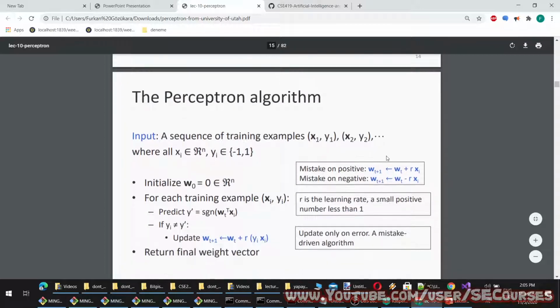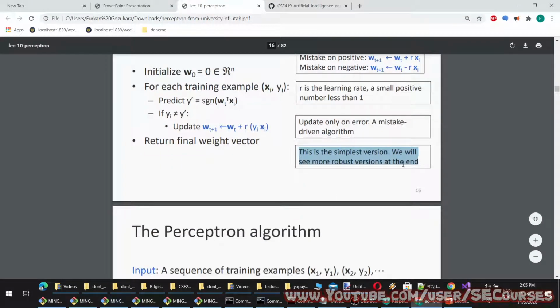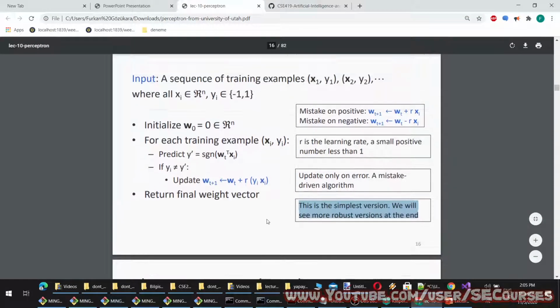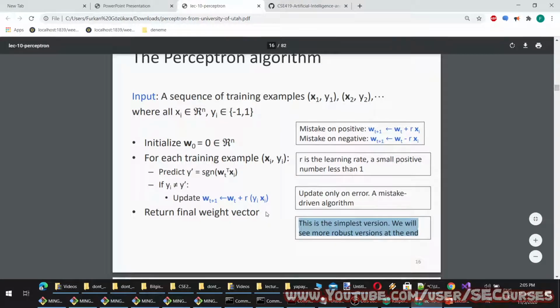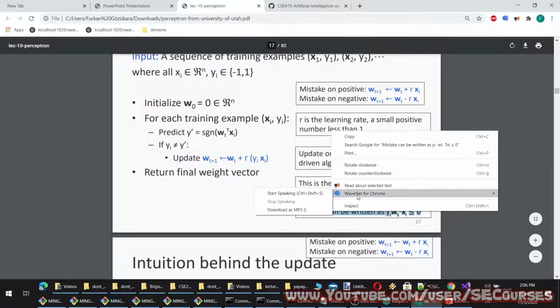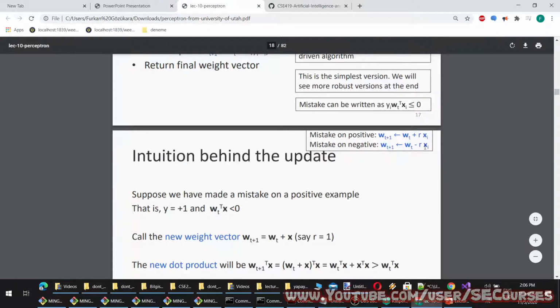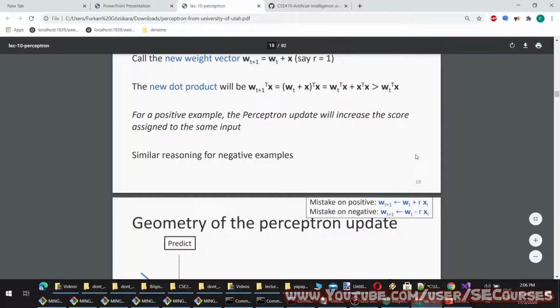Okay, then update only on error. A mistake-driven algorithm. Okay, then we continue. This is the simplest version. We will see more robust versions at the end. Okay. A mistake can be written as y w^T x is less than or equal to 0. Okay, so a mistake on a positive is summed and a mistake on a negative is subtracted.